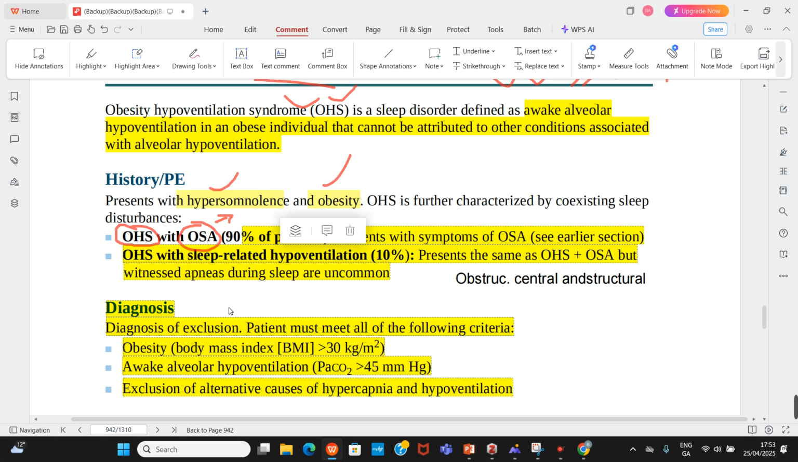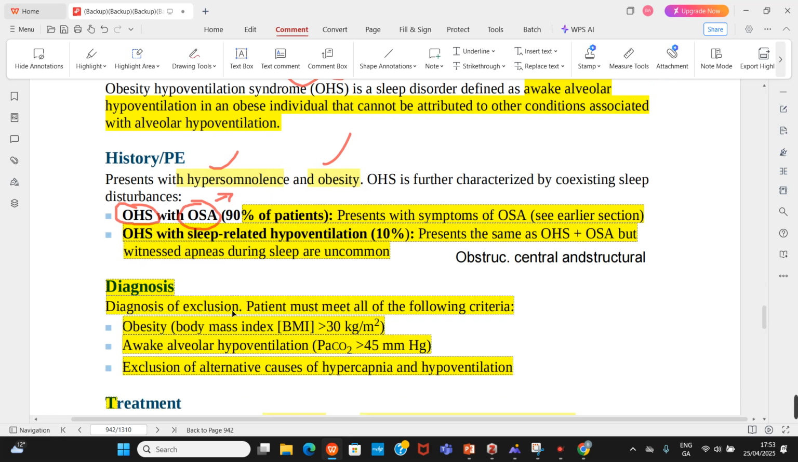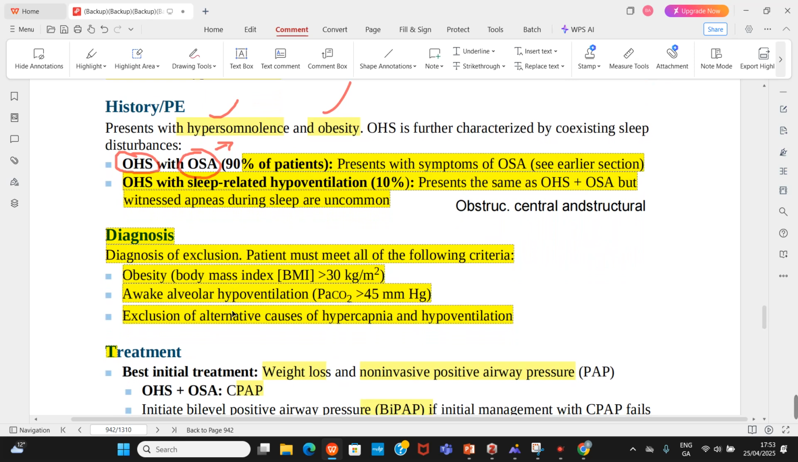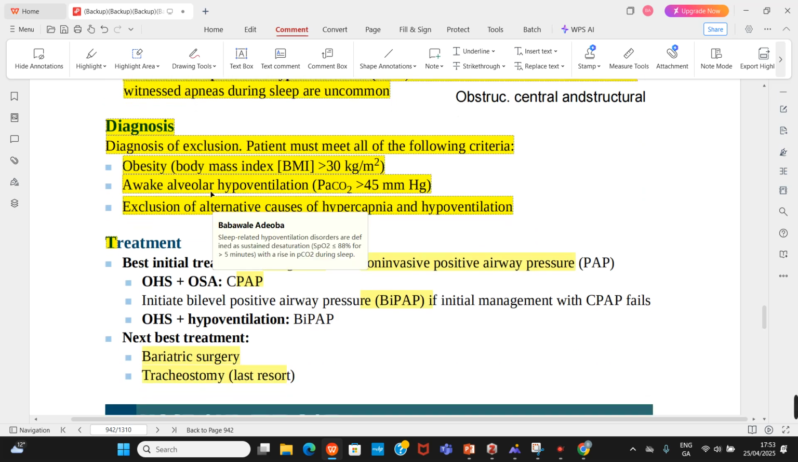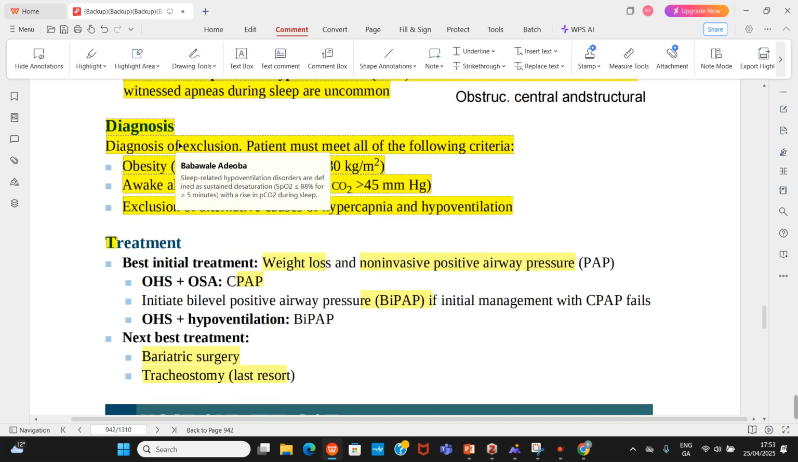Don't forget what I said about the fact that in obesity hypoventilation syndrome, the problem is during the day and night, it's constant. It's there. So it is a diagnosis of exclusion. You must have ruled out all the other causes of hypoventilation, Guillain-Barré, myasthenia gravis, everything. Rule out everything before you now narrow your diagnosis down to this.